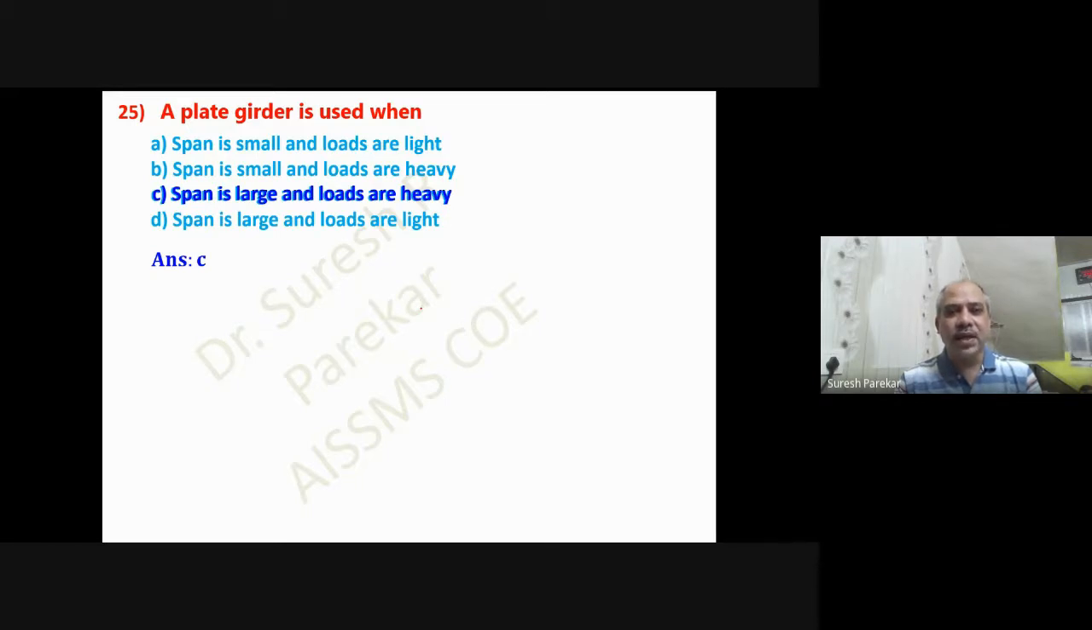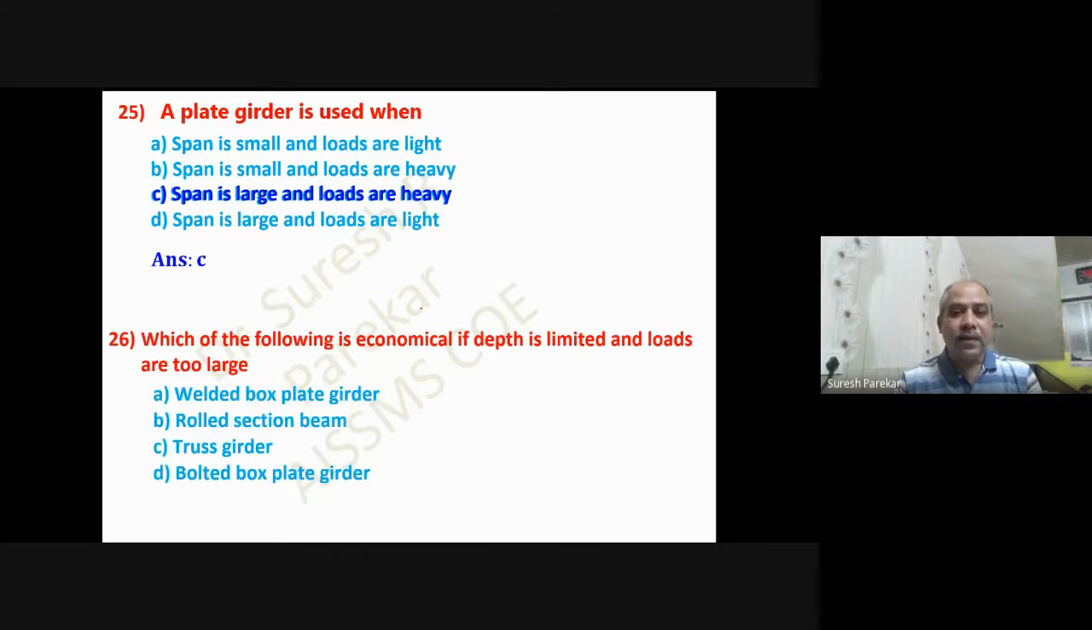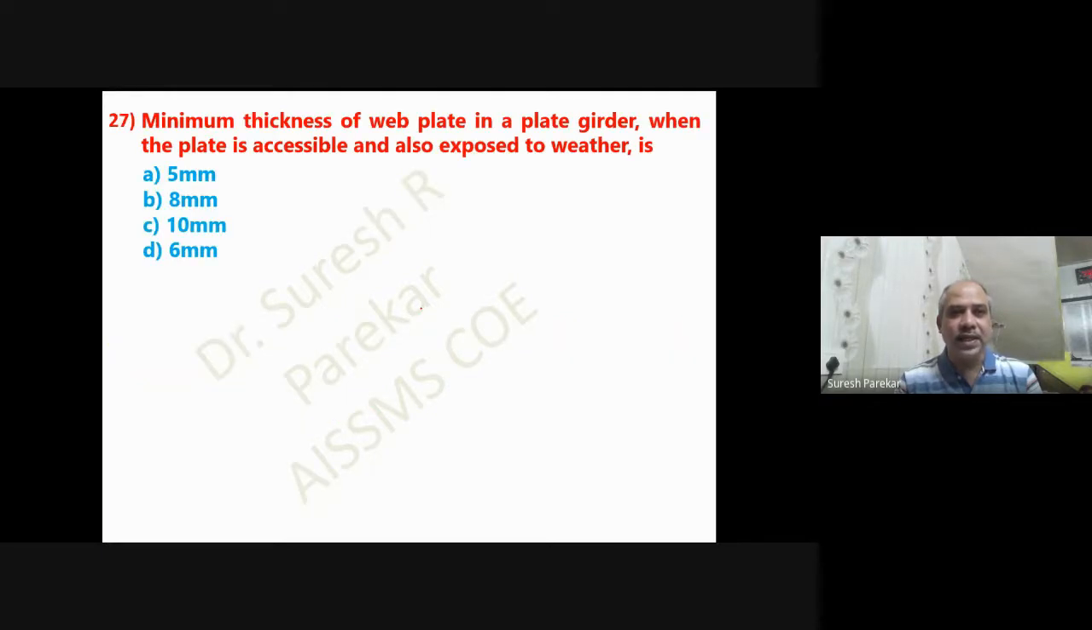So generally, these are prepared when the bending moment is large. Which of the following is economical? If depth is limited and loads are too large, then we will prefer the welded box plate girder. So box plate girder is preferred in that case. Minimum thickness of web plate in plate girder.